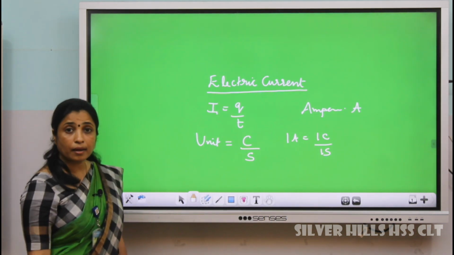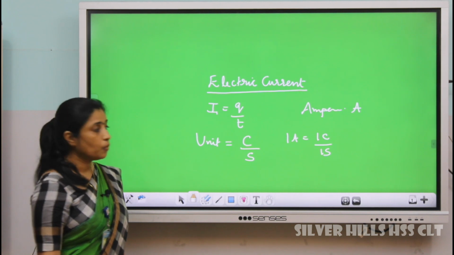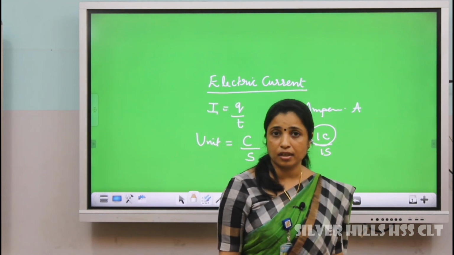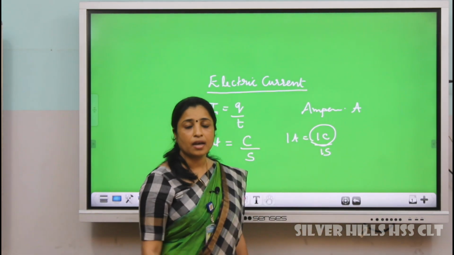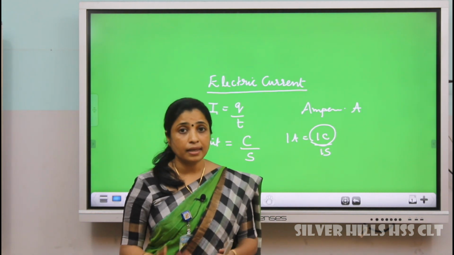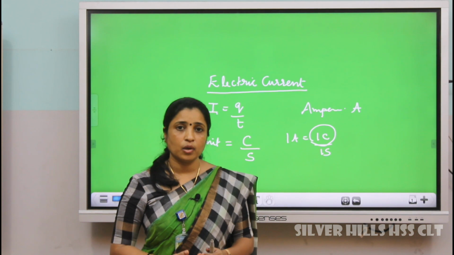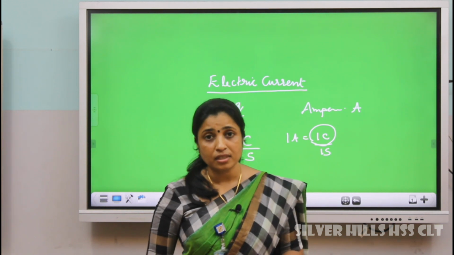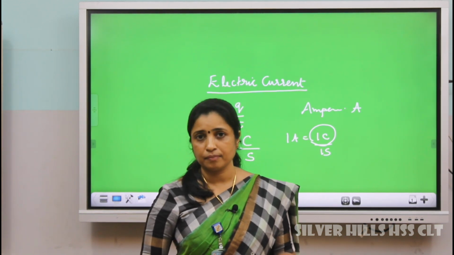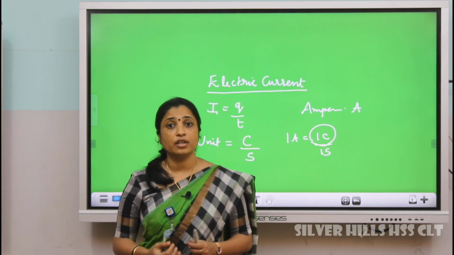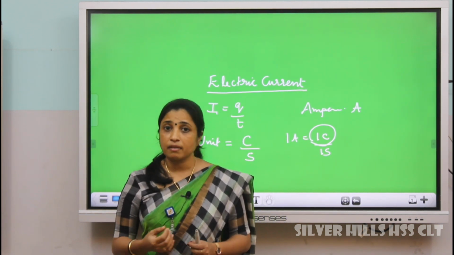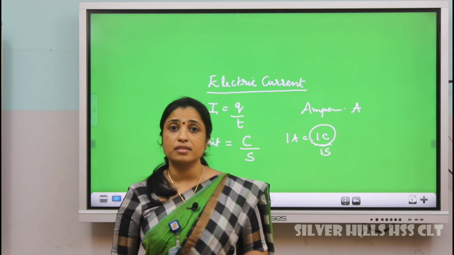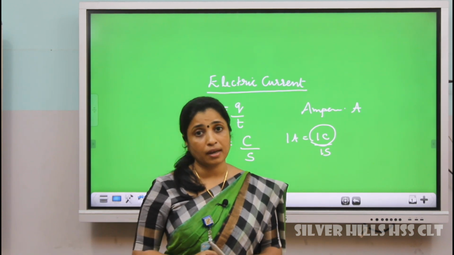So you can define 1 ampere as that current produced when a charge of 1 coulomb flows through a conductor of uniform cross-sectional area for 1 second. Other smaller units of current are milliampere, microampere, etc. 1 milliampere is equal to 10 raised to minus 3 ampere. 1 microampere is equal to 10 raised to minus 6 ampere. You should also know that the current in a domestic appliance is 1 ampere. The current carried by lightning is 10 raised to 4 amperes. The current through our nerves is 10 raised to minus 6, or 1 microampere.